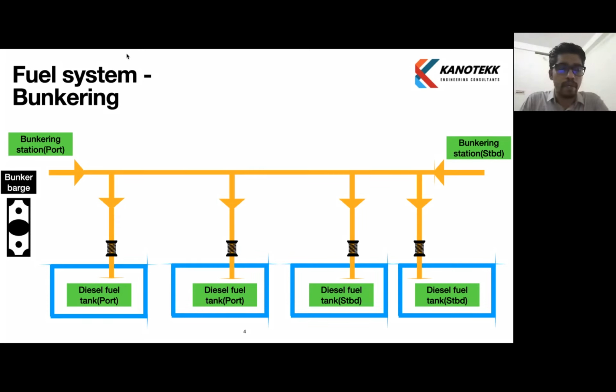Once the bunker barge arrives near the vessel, it is connected using a hose to the bunkering station, which feeds the storage tank. This is how an offshore oil rig receives fuel. At sea, during operation, the bunker barge approaches the rig and connects the hose to the bunkering station, either on the port side or on the starboard side, whichever side is suitable for the vessel to arrive. The fuel is stored inside the storage tank. This is the basic concept of bunkering.